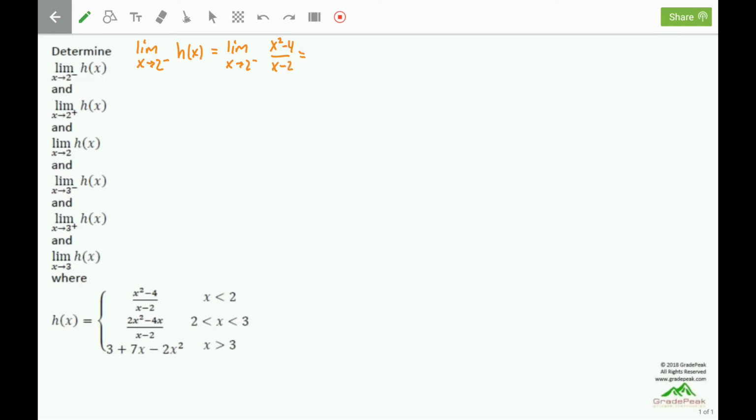The next thing to do is plug a 2 in for each of the x's. That will give us 2 squared minus 4 over 2 minus 2. 2 squared is a 4, minus 4 over 2 minus 2. 4 minus 4 is a 0. 2 minus 2 is also a 0. So we have the 0 over 0 indeterminate form. We will need to rework this.